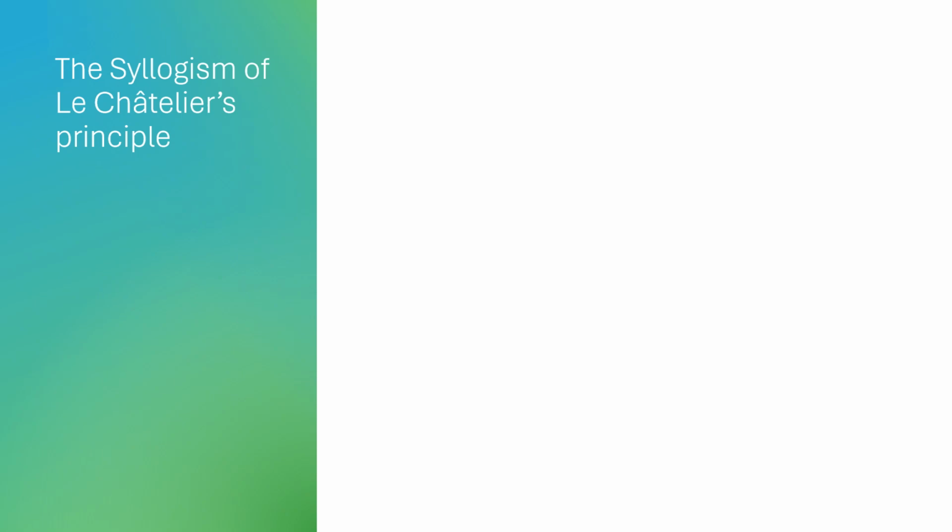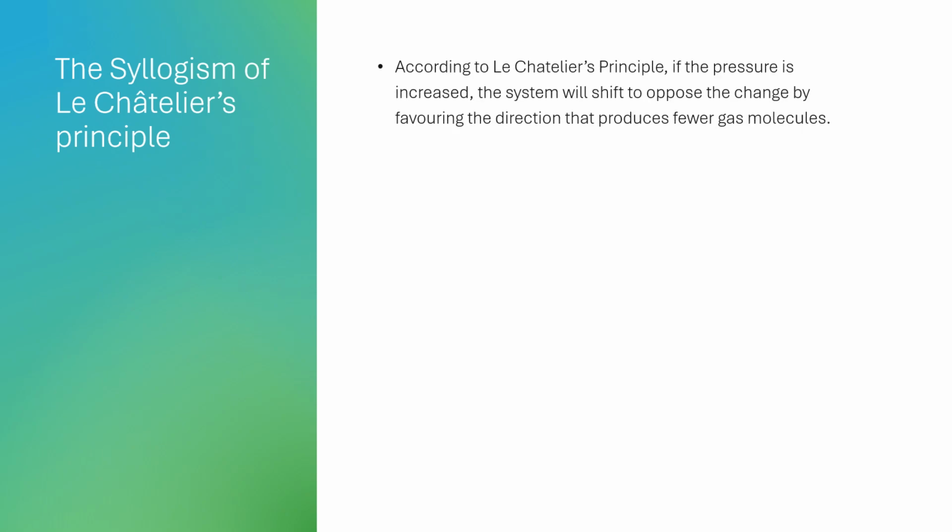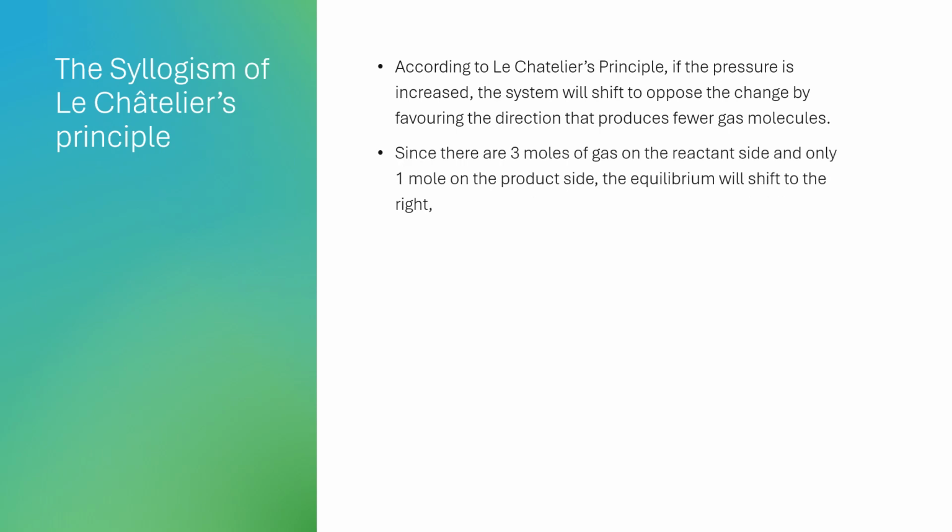According to Le Chatelier's principle, if the pressure is increased, the system will shift to oppose the change by favoring the direction that produces fewer gas molecules. Since there are 3 moles of gas on the reactant side and only 1 mole on the product side, the equilibrium will shift to the right, thereby increasing the yield of methanol.